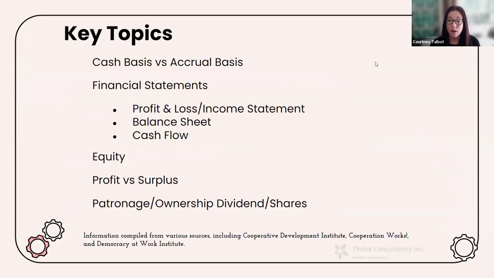All right, so some of the key topics we're going to go over today are cash basis versus accrual, and exactly what that means. We're going to review 3 different financial statements that are universal to all businesses, but then we're going to point out some differences that a worker cooperative might see on these statements. We're going to go over equity, profit and surplus, and patronage, ownership, dividends, and shares.